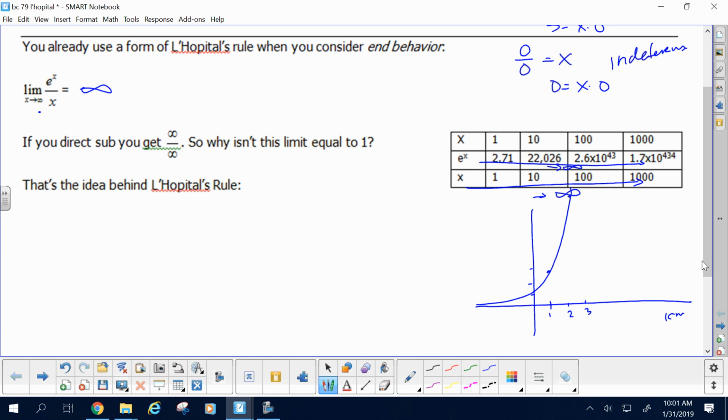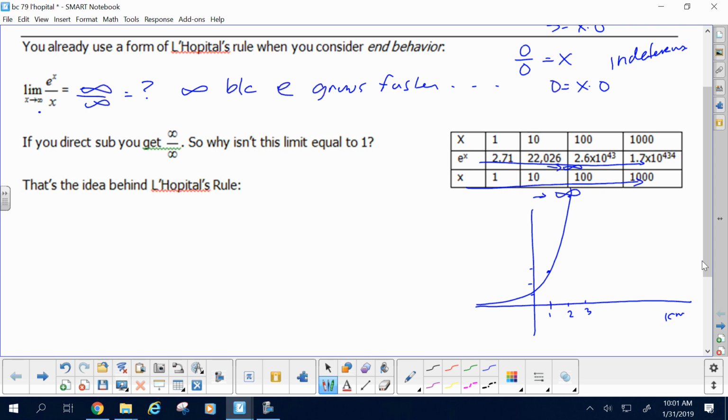Now, when we direct sub, we get infinity over infinity, but we know that it's infinity because e grows faster. It's not 1, it's not that infinity over infinity is 1, because infinity isn't a number like 5 over 5. It's an idea. And you do not say infinity over infinity is 1 any more than you say love over democracy is 1. They're ideas. They're not numbers to be canceled.